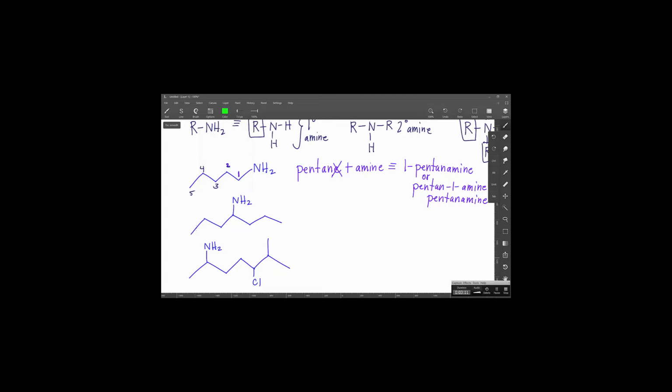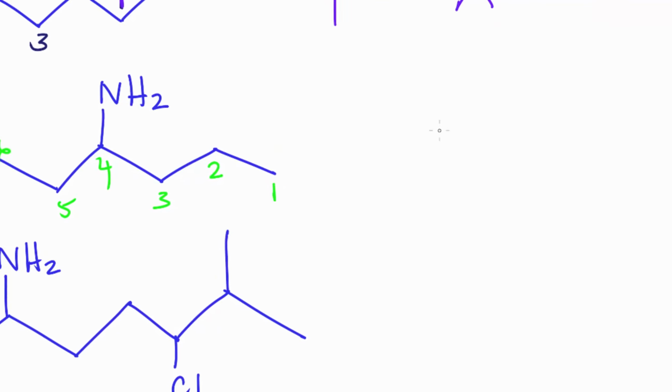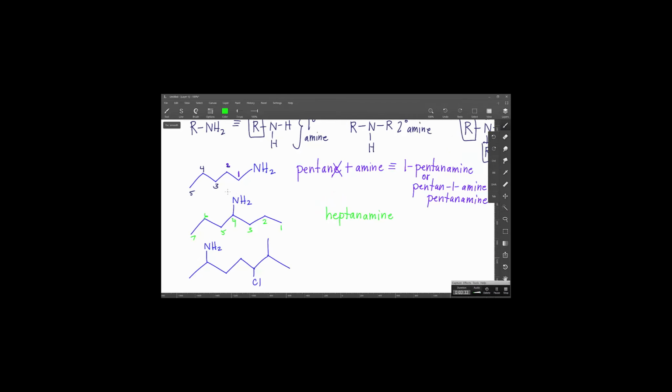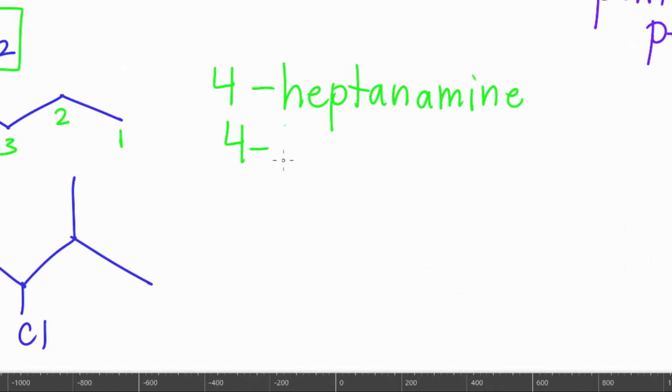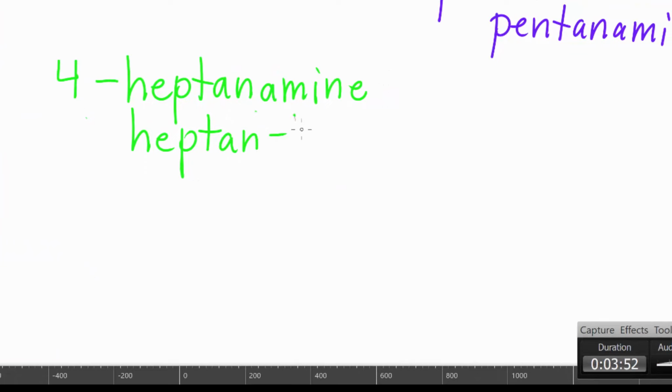The second problem, 1, 2, 3, 4, 1, 2, 3, 4. Okay, I have 7 carbons, so that's going to be a heptane. I want to get rid of that E and add amine. And our NH2 group is on carbon 4. I could rewrite that as 4-heptanamine, or hept-4-amine.